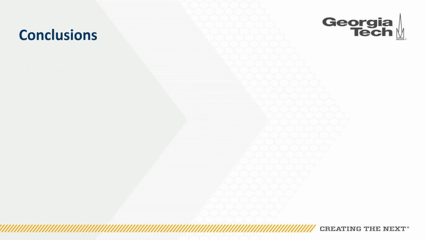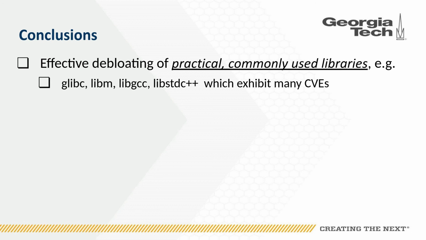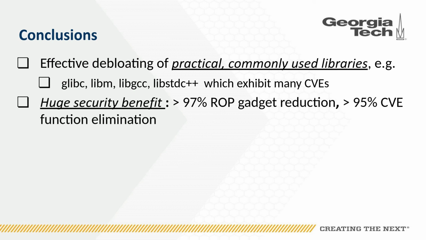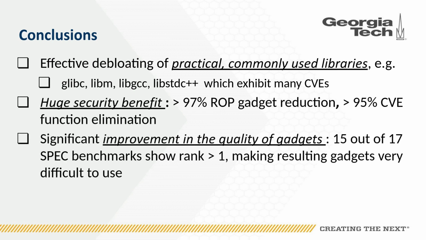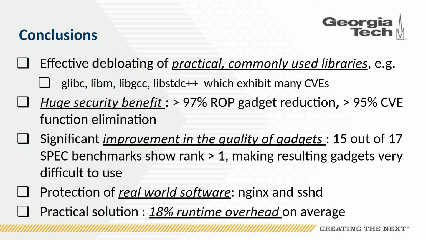Now to conclude, BlankIt debloats practical, common, and CVE-ridden libraries, including glibc and libstdc++. It has a huge security benefit, reducing 97% of ROP gadgets. In 15 out of 17 SPEC benchmarks, it made the remaining gadgets even harder to work with. It offers protection on real-world software, and the prototype has a practical overhead of about 18%.